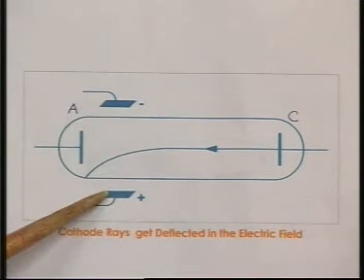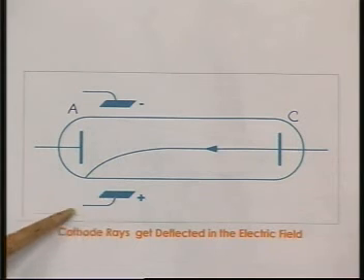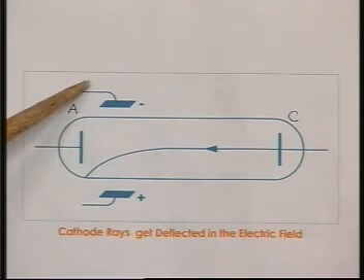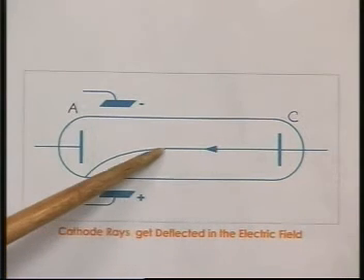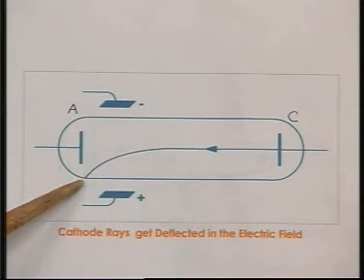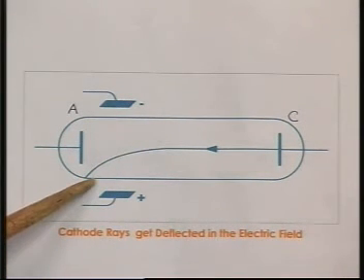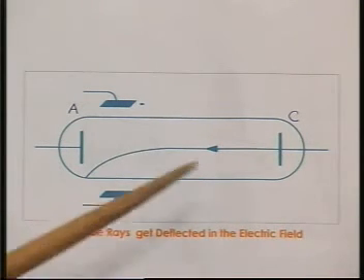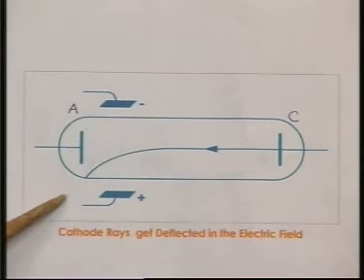If the XX plates are provided with a potential like this, where this plate is connected to positive and this plate is connected to negative, the cathode ray beam gets attracted towards the positive plate. This proves that they are made up of negatively charged particles. So in general, the cathode rays are deflected by electric fields.